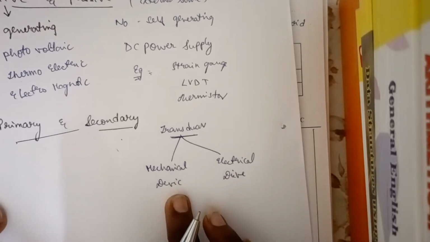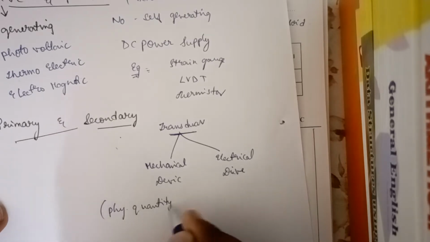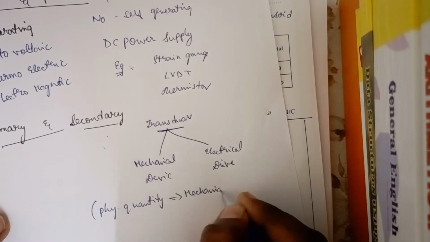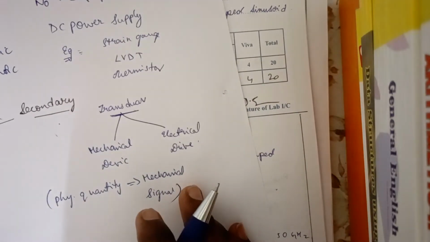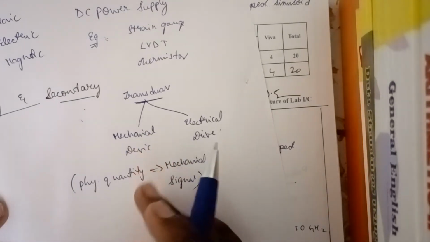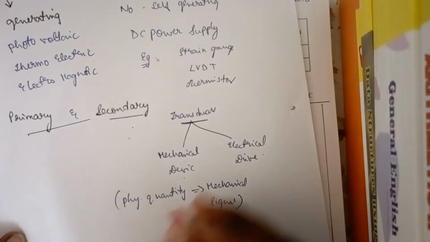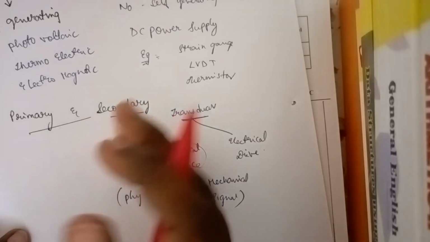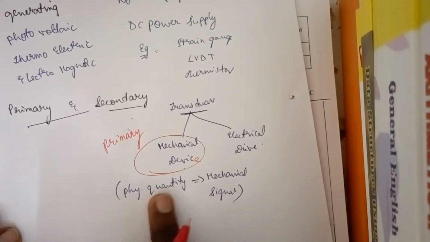The mechanical device converts the physical quantity, so the physical quantity will be measured into a mechanical signal. These we call primary transducers, which are basically mechanical devices. Mechanical devices are called primary transducers because they deal with the physical quantity to be measured. We take the physical quantity as input.